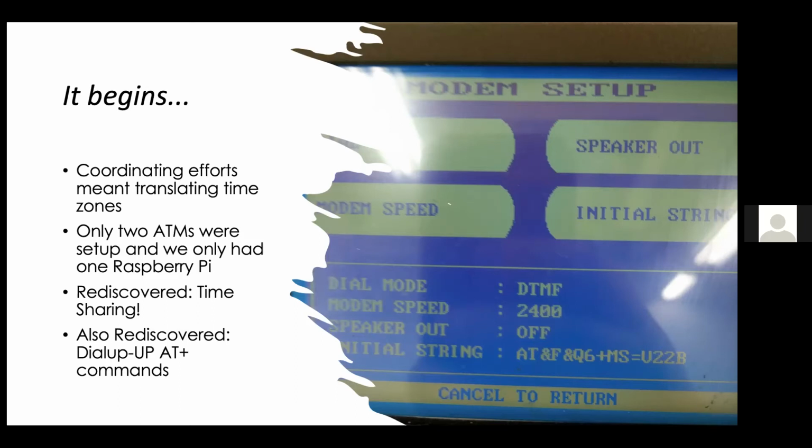So when he wanted to do development or testing, I would be watching the serial to make sure that things were working and we were comparing each other's notes.